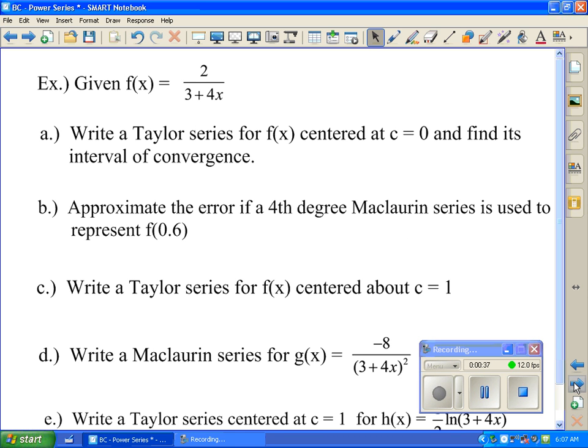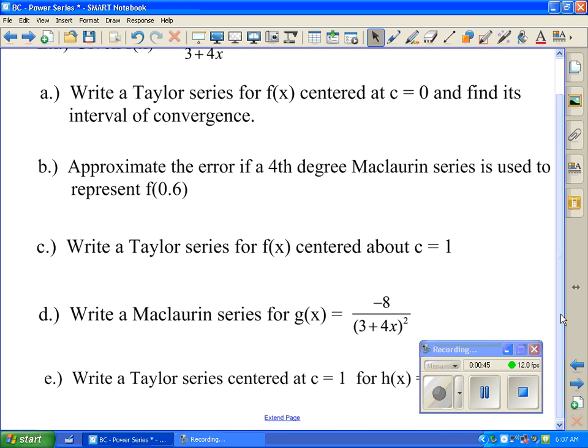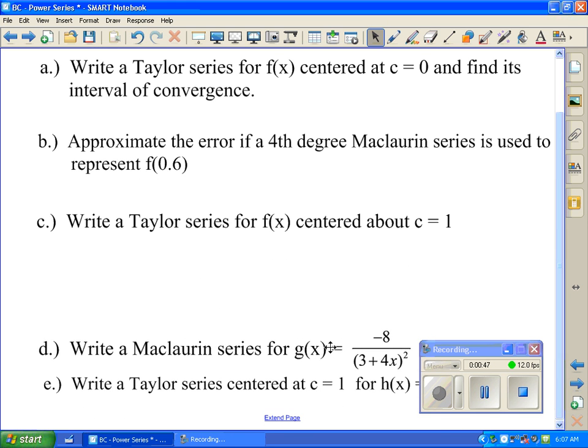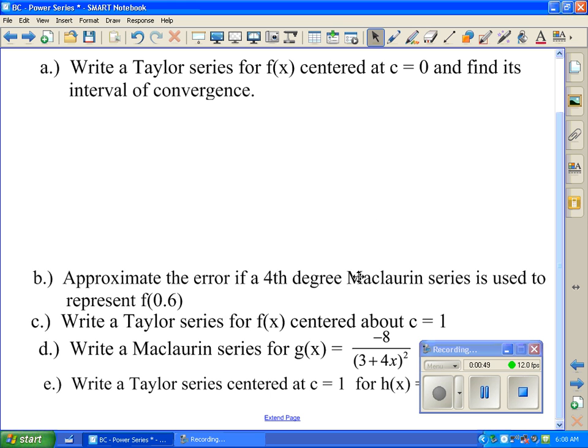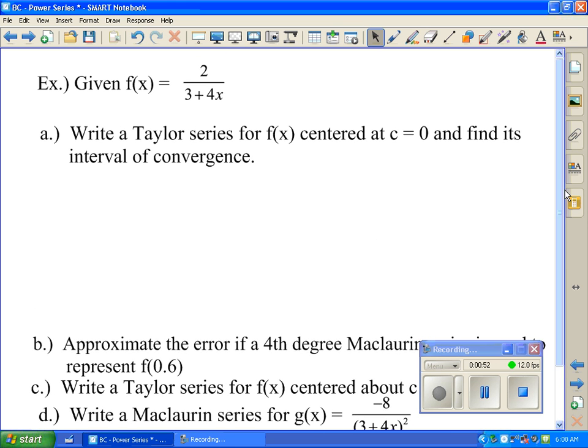So first thing I'm going to do is take this function, f of x equals 2 over 3 plus 4x, and just look at it in a variety of different formats and settings. I'm going to start by writing the Taylor series for it. I'll look at some error questions, and so on and so forth. So this is going to be a really long example that I'm going to do here.